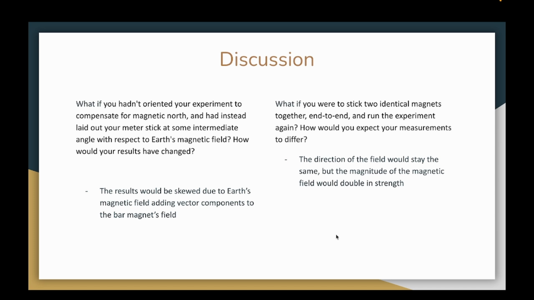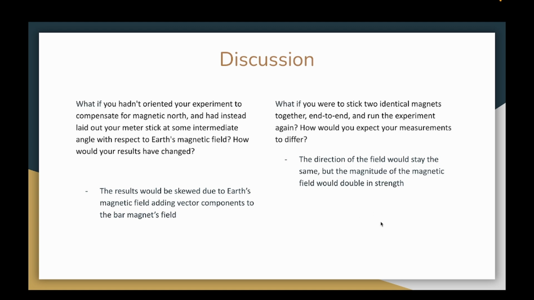And so the discussion questions. What if you hadn't oriented your experiment to compensate for magnetic north and had instead laid out your meter stick at some intermediate angle with respect to Earth's magnetic field? How did the results change? Well, the results would be skewed because Earth's magnetic field would add vector components to the bar's magnetic field, creating a different number.